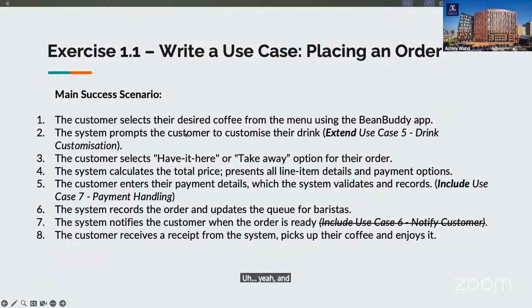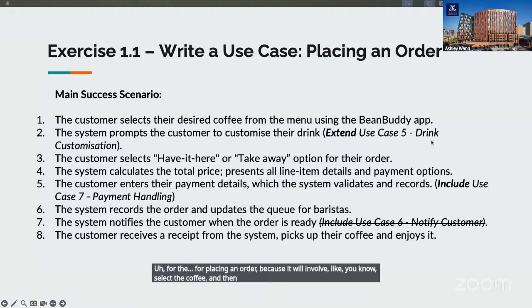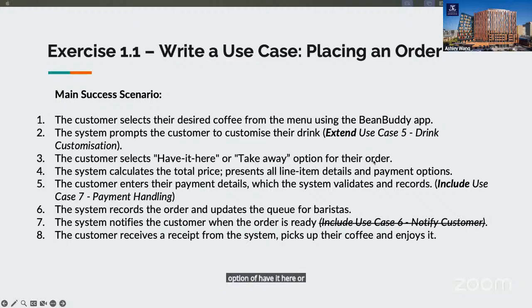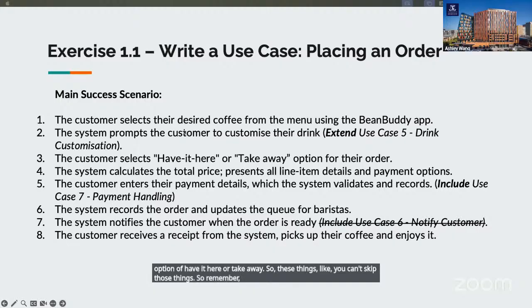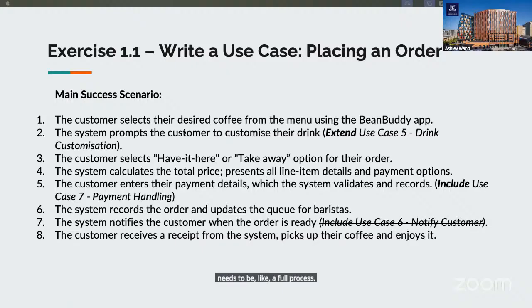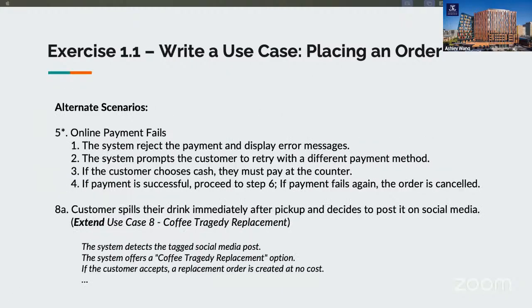Yeah, and also it's important that you don't skip steps for placing an order, because it will involve selecting the coffee and then customizing the drink, and also don't forget you need to have the option of have it here or take away. So you can't skip those things. Remember, the use case you are writing needs to be a full process. Okay. That's it. And then the alternative scenario that's been given and discussed.